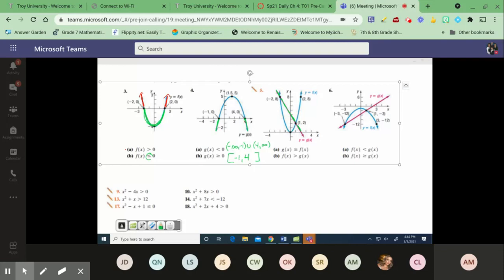Maybe it's a little bit easier to read this from the other side. When is f of x less than g of x? If you looked at it in terms of f of x being less than, when is my parabola less than my linear? Wouldn't that be all of this here? So I would be from -2 square brackets to 1.